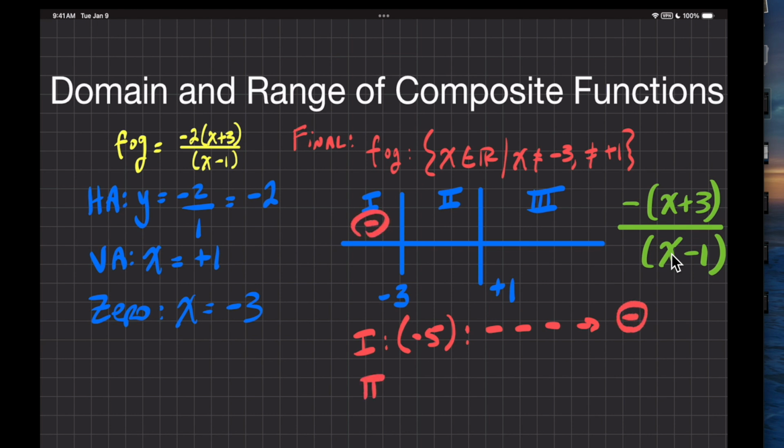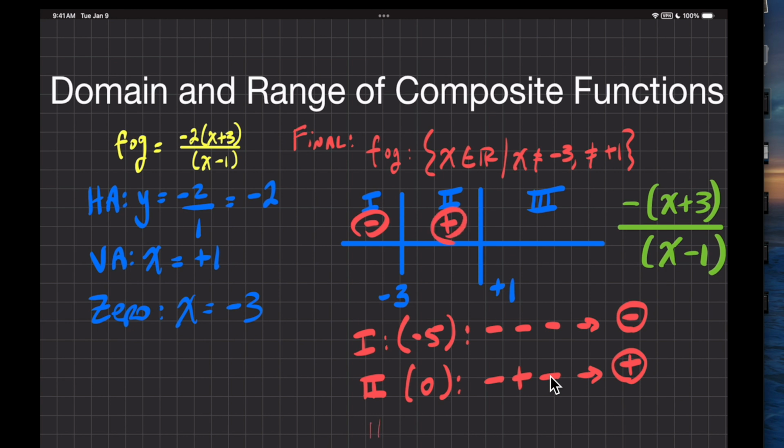Moving to zone 2, the easiest thing within that zone is to plug in 0. We're going to have a negative, we're going to have a positive, and then we're going to have a negative. This is an even number of negative signs, so our graph is going to be positive in this zone.